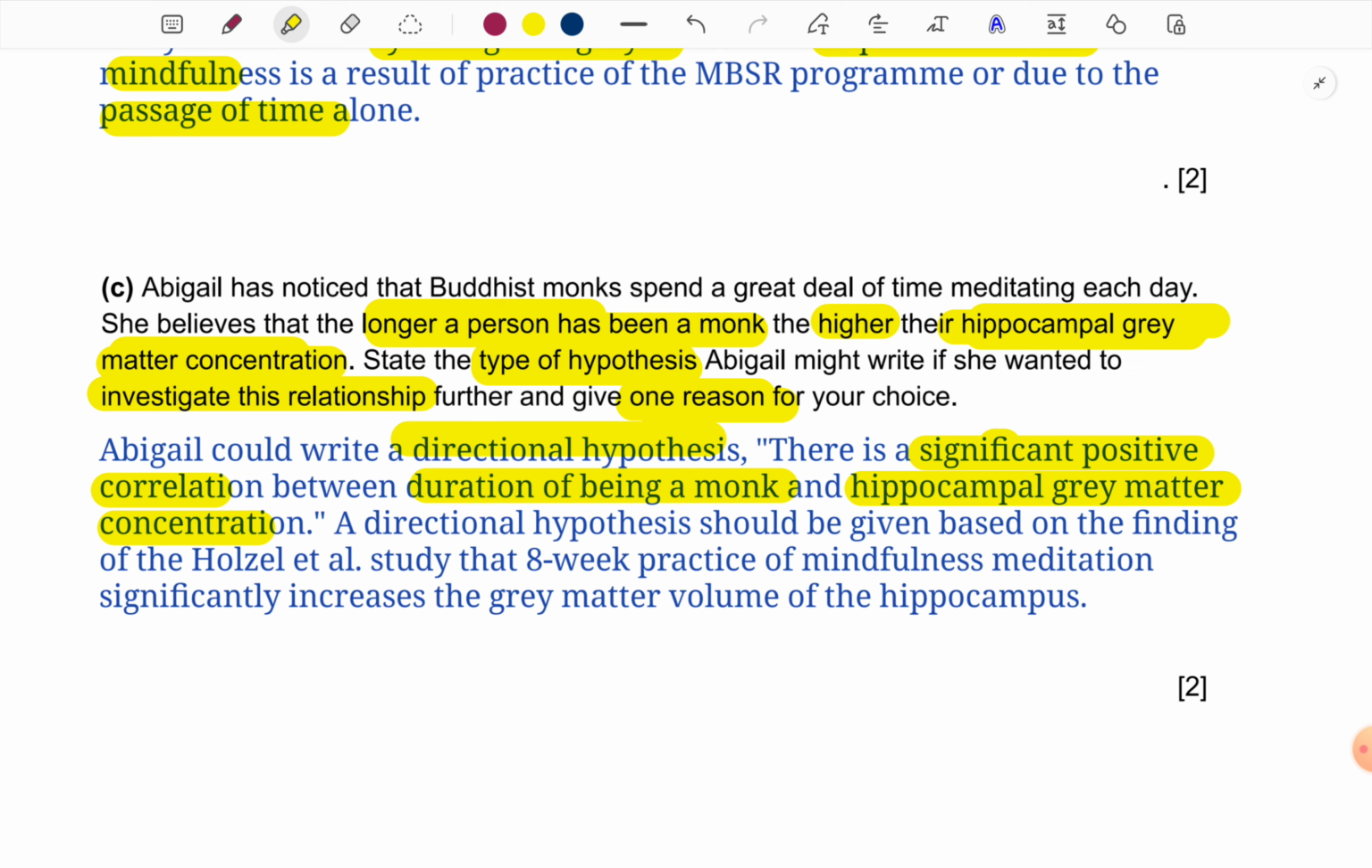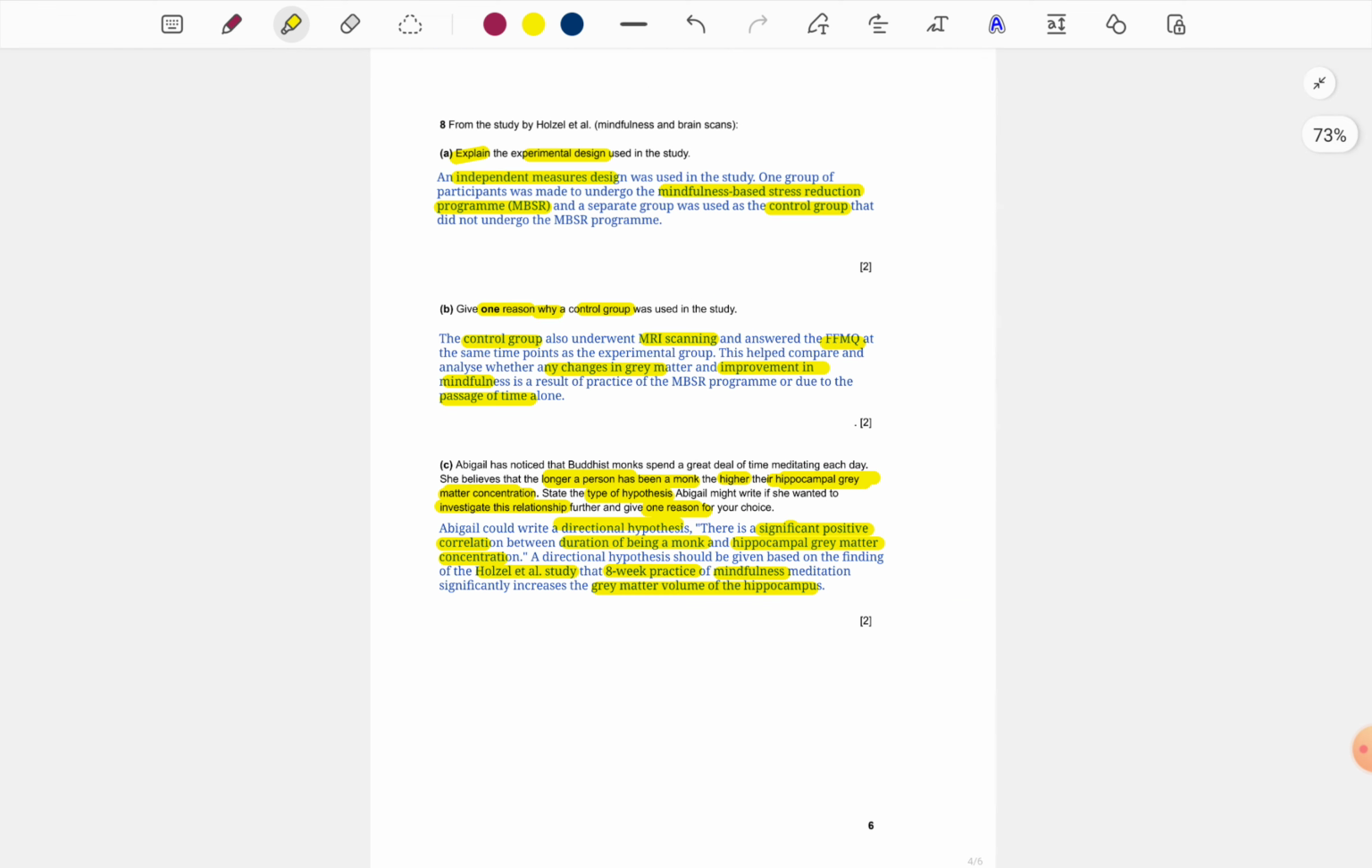So after giving this hypothesis, we have to give a reason. The reason is because in the Holzel et al. study it has been shown definitively that 8-week practice of mindfulness does increase the volume of the hippocampus. Again, your reason can't be just because this is what is shown in the Holzel et al. study. You always have to contextualize every answer. This is shown means what is shown. Always be very clear. So exactly which finding it is which has resulted in the directional hypothesis, I have pointed out. Okay, so this is one more answer. Let's move ahead.